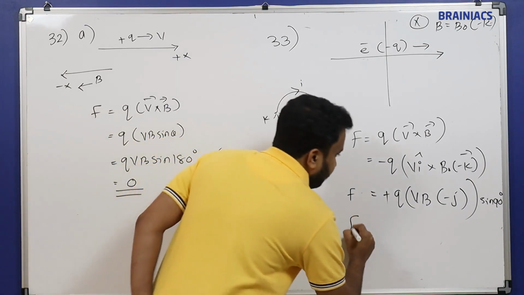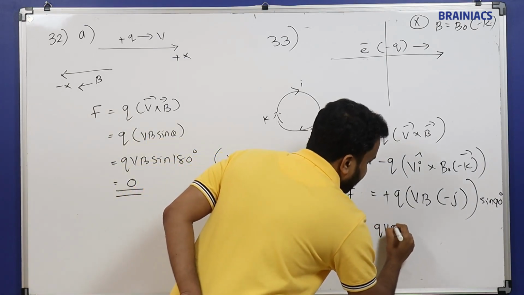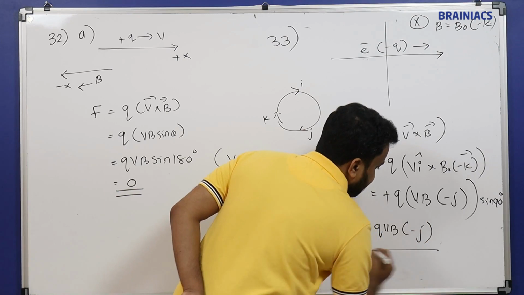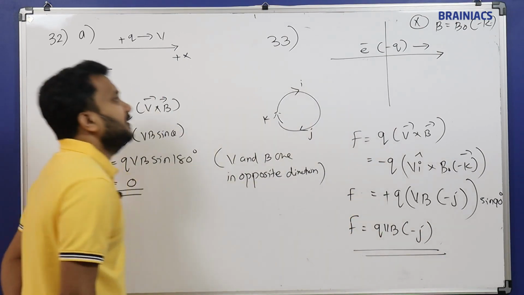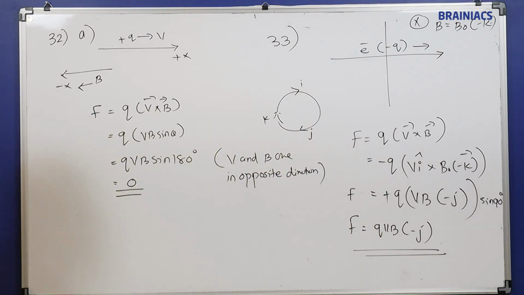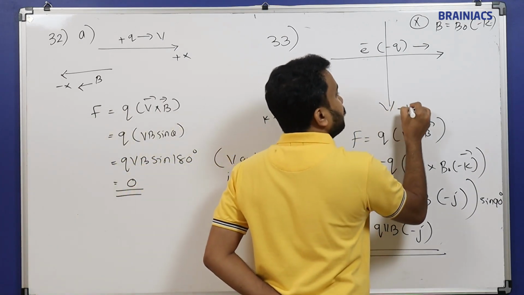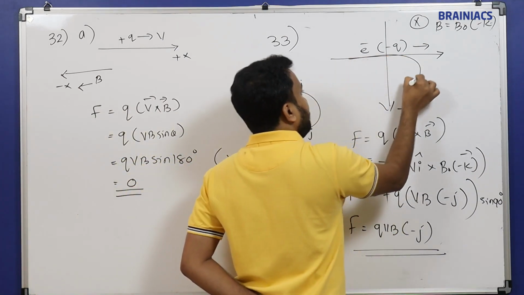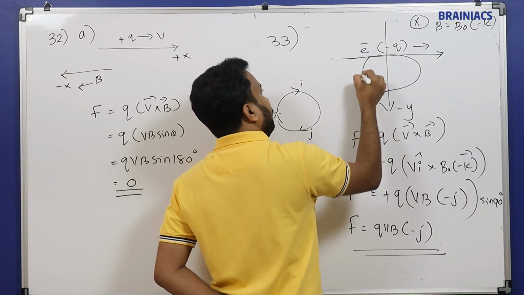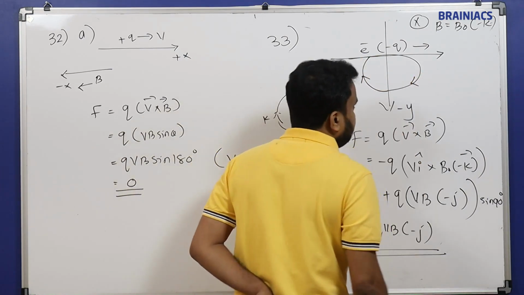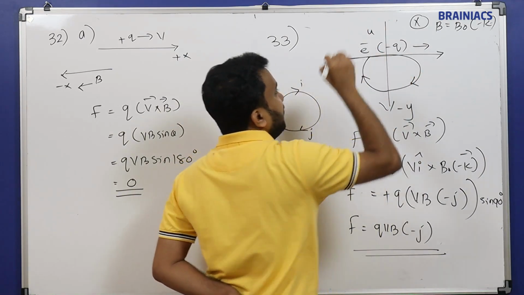So force F will be equal to qvb in the minus j direction. Minus j means the force direction is the minus y axis. The electron will come here and will move like this. Initially it is coming with a speed of u.